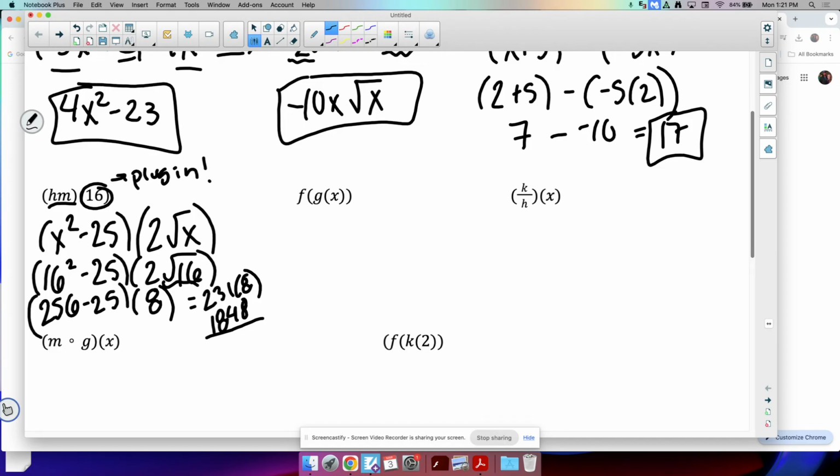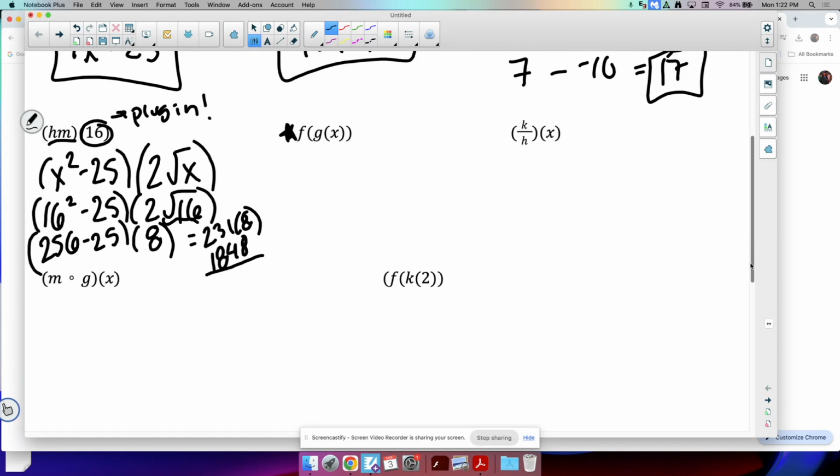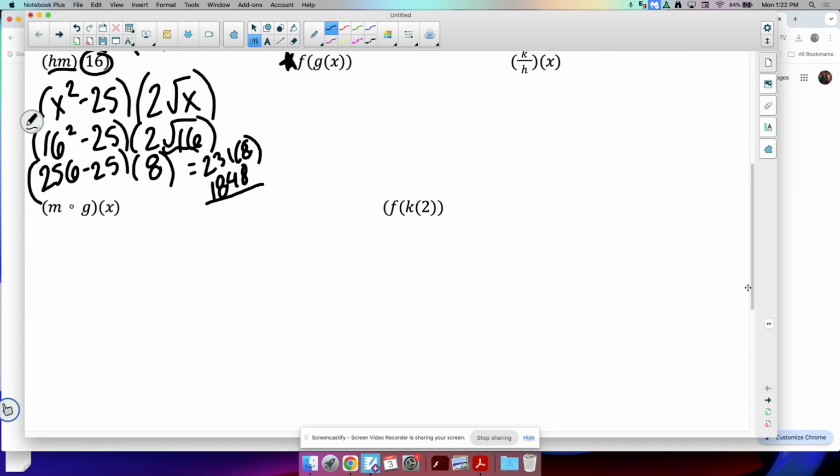No. Okay, next one. Put a star next to this one. This is the new thing. This is still in function notation. And then the perk of function notation is like that 16 right there. We knew we had to plug in a 16. So function notation is nice because it tells you what to plug in. This is a different type of operation. Does anybody remember what this is called? Starts with a C. CO. Composition.